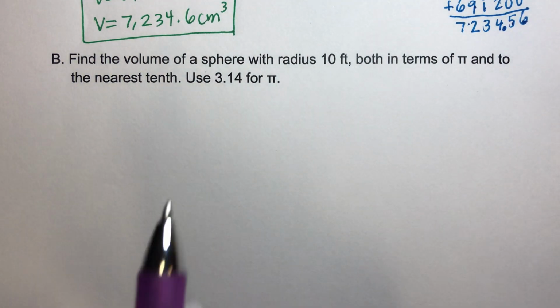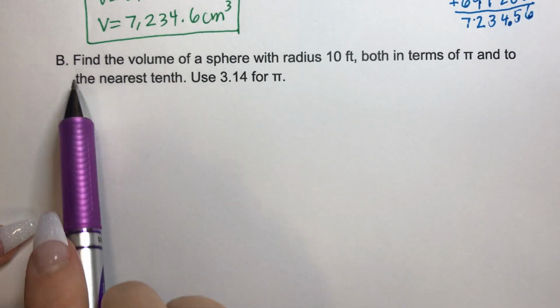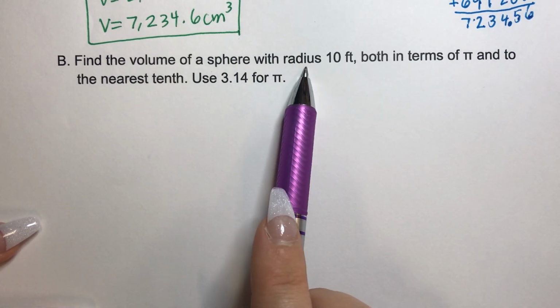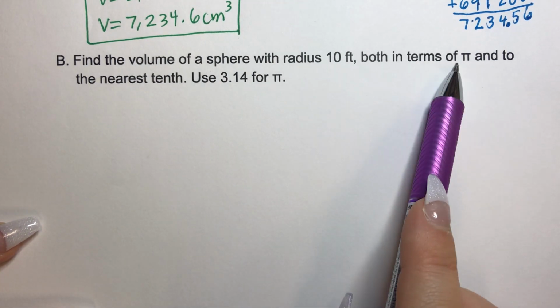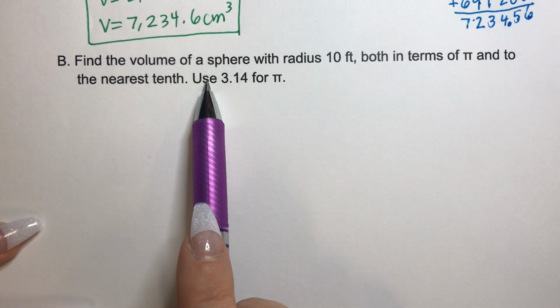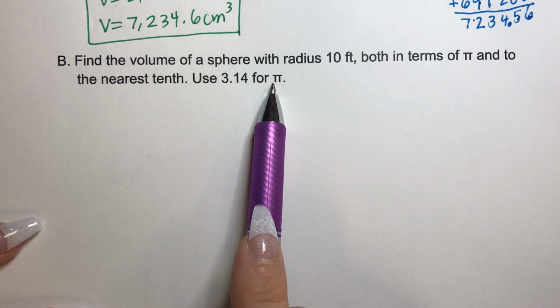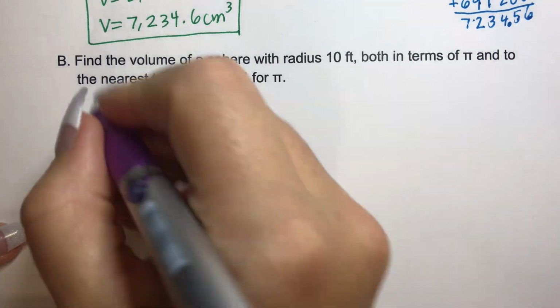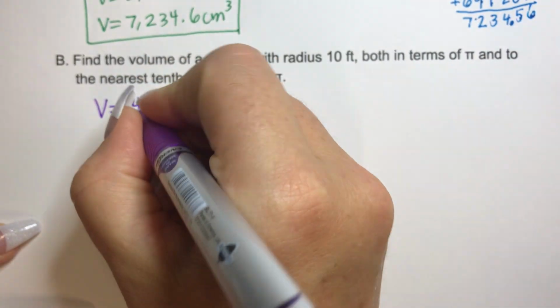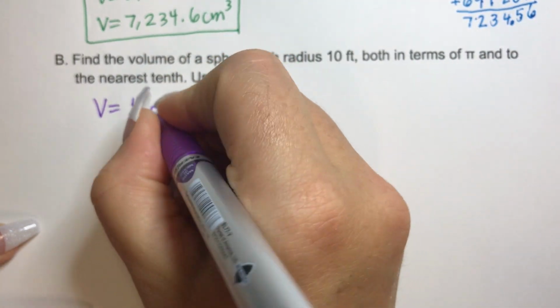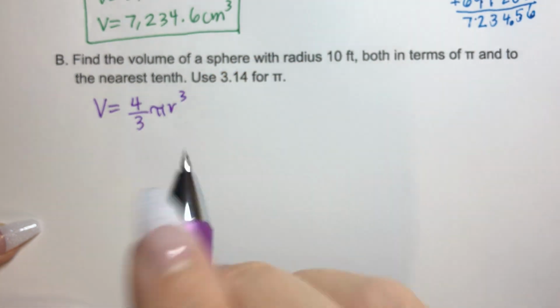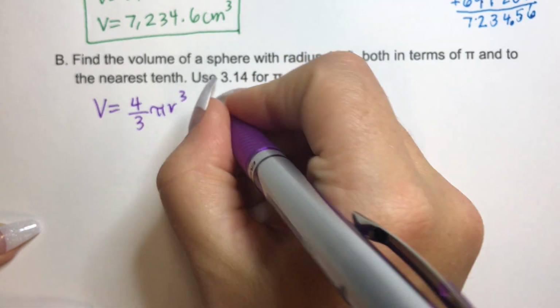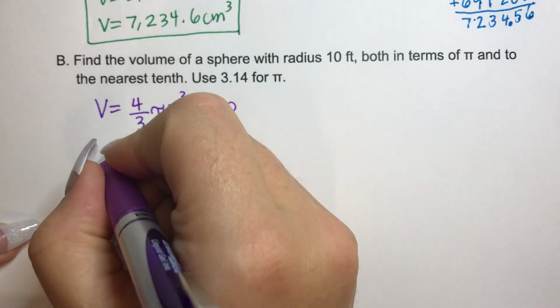Okay, let's see how you did. So, it says find the volume of a sphere with radius 10 feet, both in terms of pi and to the nearest tenth. Use 3.14 for pi. Perfect. Okay, let's go ahead and write down that formula for the volume of a sphere. And we know that the radius is equal to 10. So we're going to substitute that in.